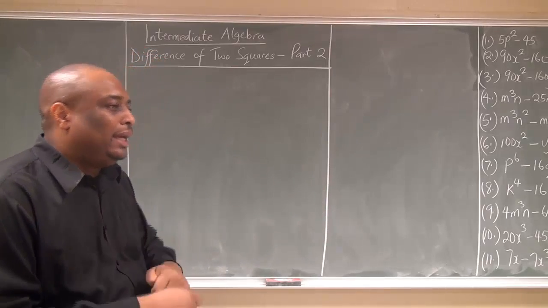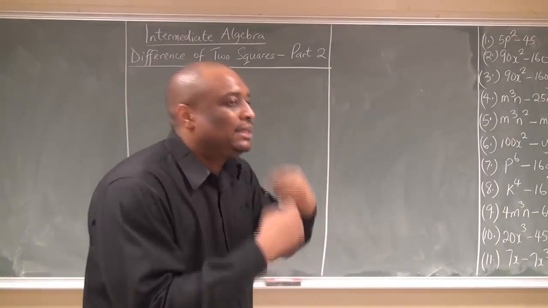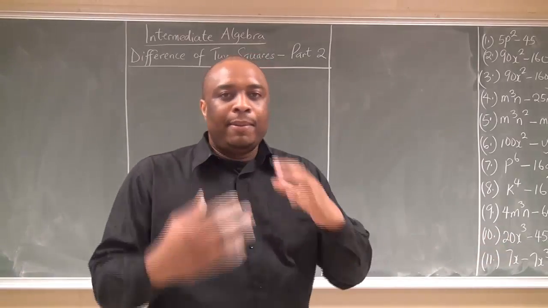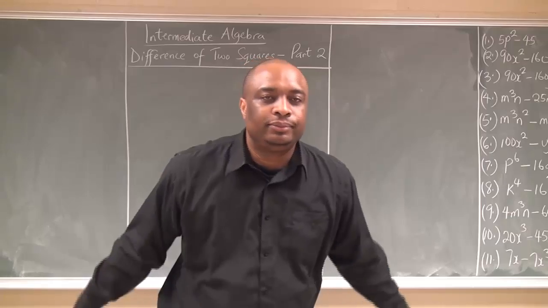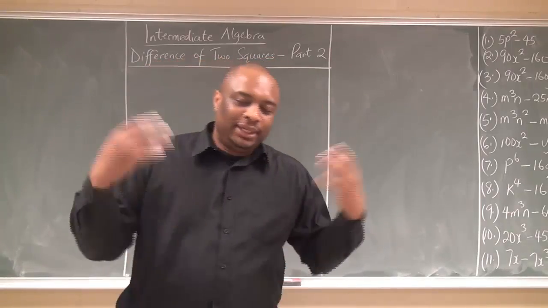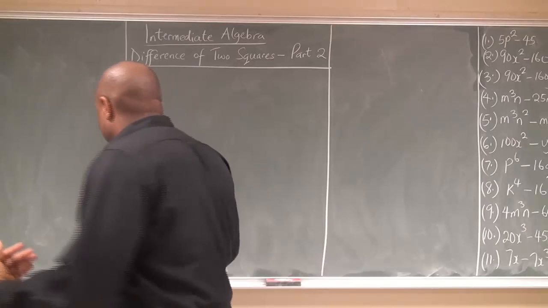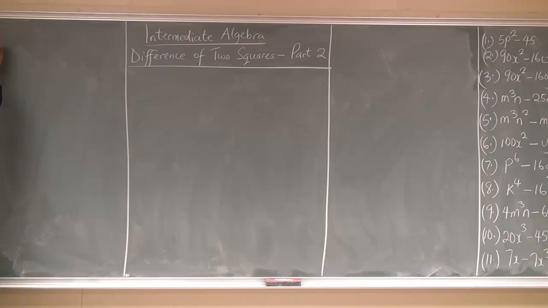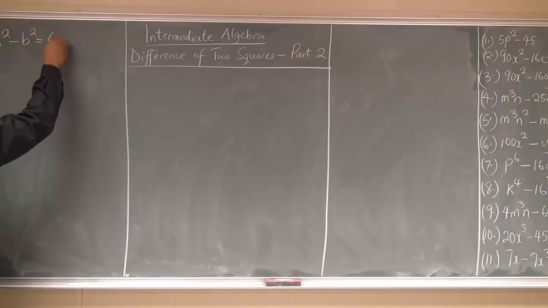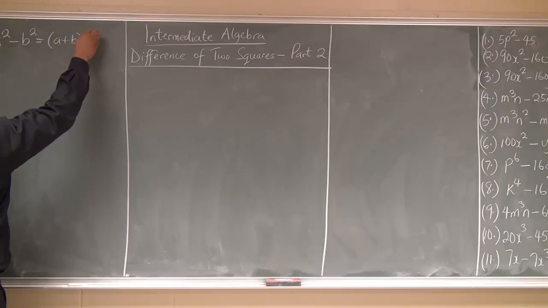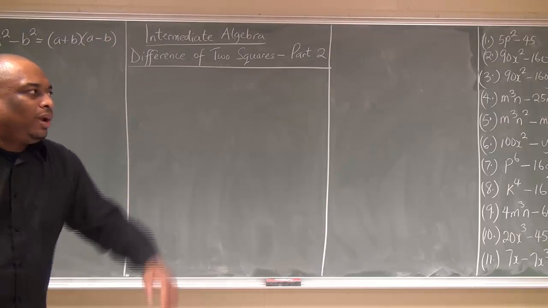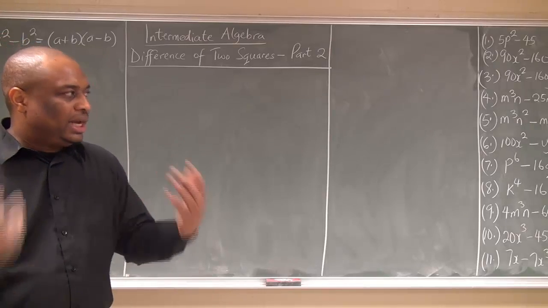Before we begin, can you recall what the difference of two squares is? We say that the difference of two squares is the product of their sum and their difference. Remember what we did in part 1. It's just a continuation of that. So that is the first thing we write. Let's write the difference of two squares: a squared minus b squared is the product of their sum, a plus b, times their difference, a minus b. So here we will do more challenging problems.